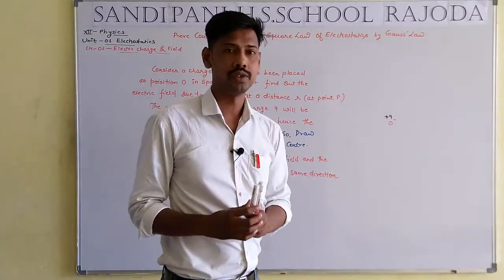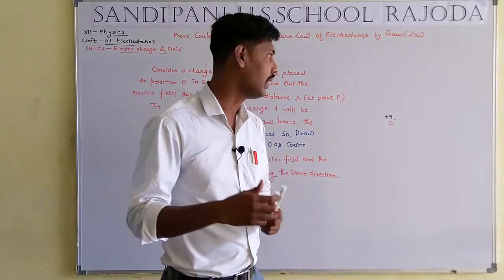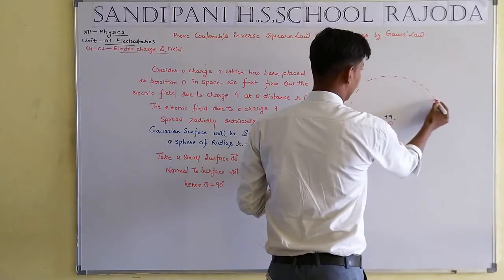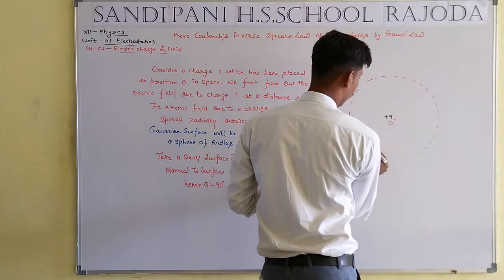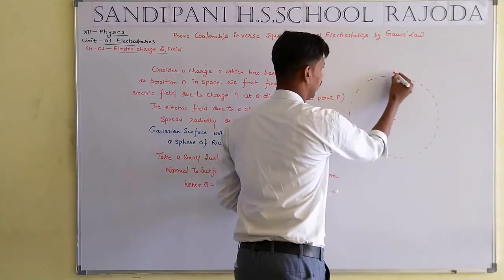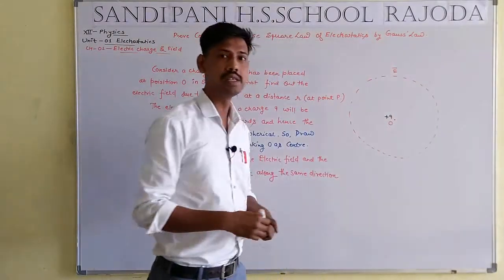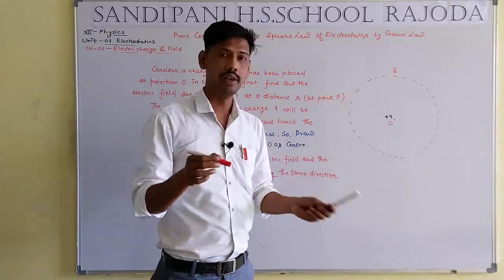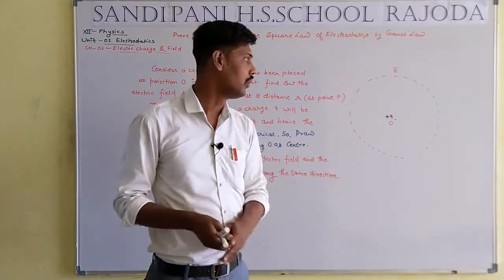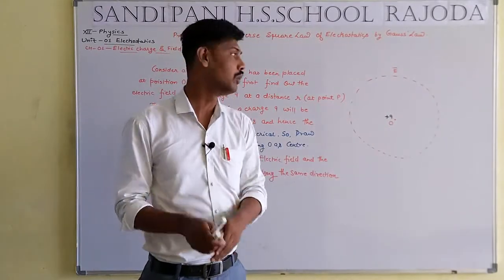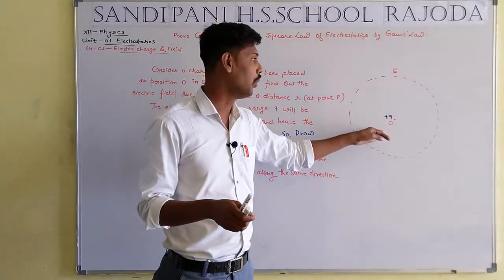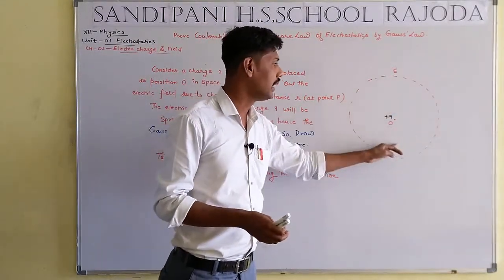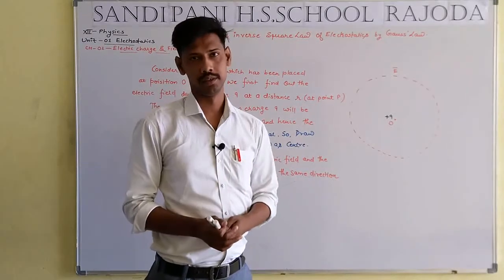Due to this charge, an electric field develops. The electric field will be equal to vector E. I repeat my sentence. O is the center of the electric field. Let me consider O is any point which consists of a positive charge plus Q. Due to the positive charge plus Q, an electric field vector E is developed.